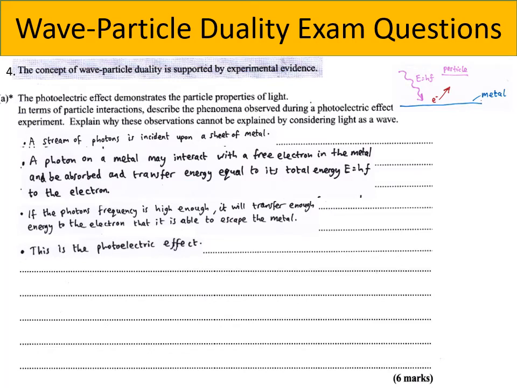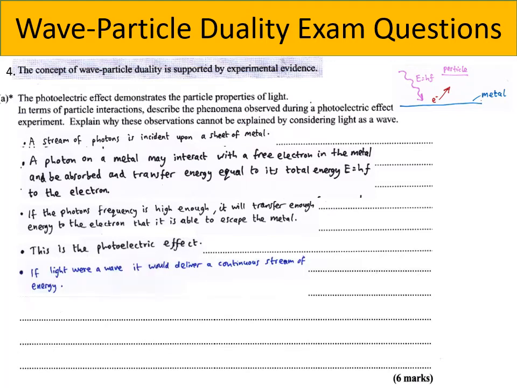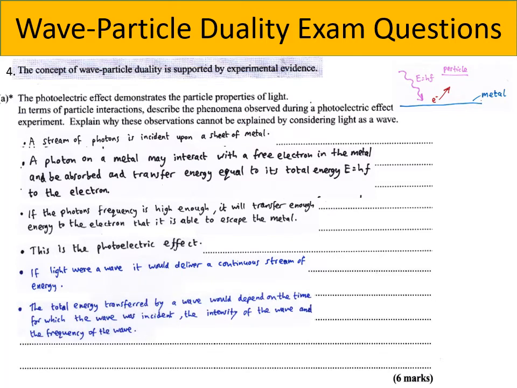On to the next part, where we have to explain how these observations cannot be explained by considering light as a wave. So we need to talk about the experiment's observations in terms of the wave model, what the wave model says and how it doesn't apply to what's happening in this experiment. The first thing we can say is, according to the wave model, if light were a wave, it would deliver a continuous stream of energy. But we know that's not the case. It's discrete packets of energy that are delivered.